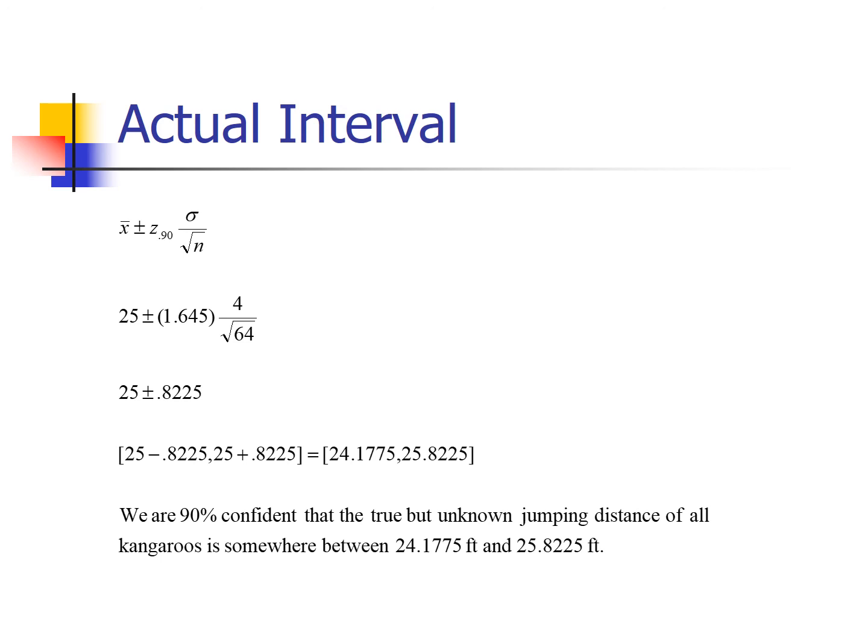So we would say what? We would say that we are 90% confident that the true but unknown mean jumping distance of all kangaroos is somewhere between 24.1775 feet and 25.8225 feet. Yeah, pretty easy, right? And fun.